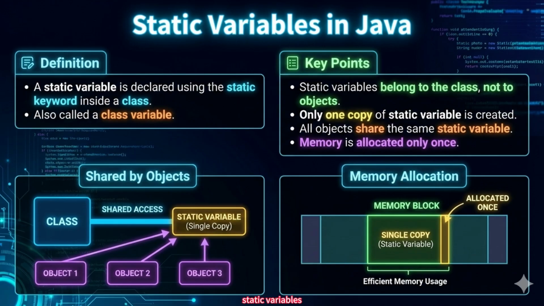Static variables. A variable declared with the static keyword inside a class is called a static variable. It is also known as a class variable. Key points. Static variables belong to the class, not to objects. Only one copy of the static variable is created. All objects share the same static variable. Memory is allocated only once. So static variables are useful when we want common data for all objects.